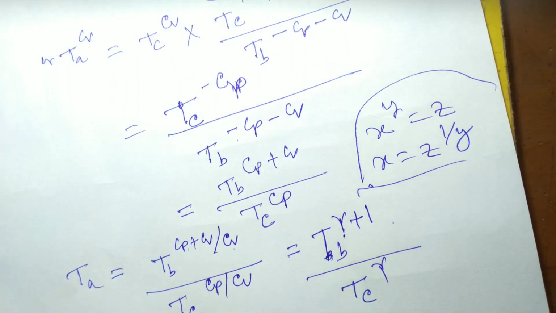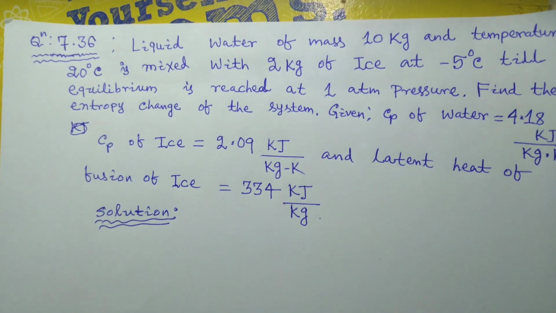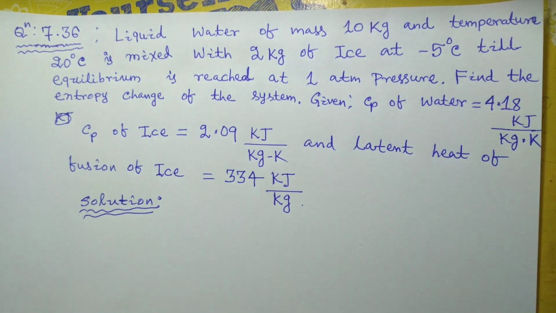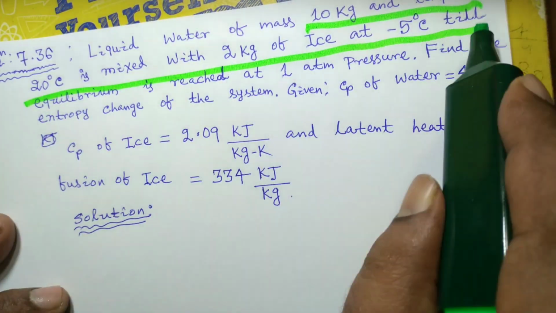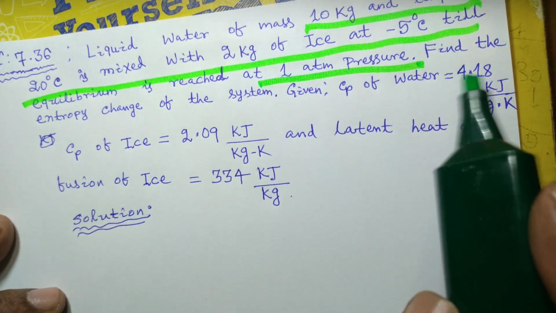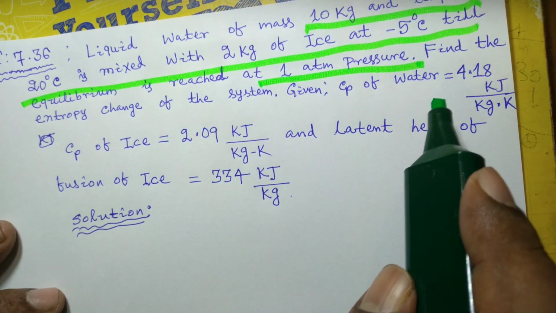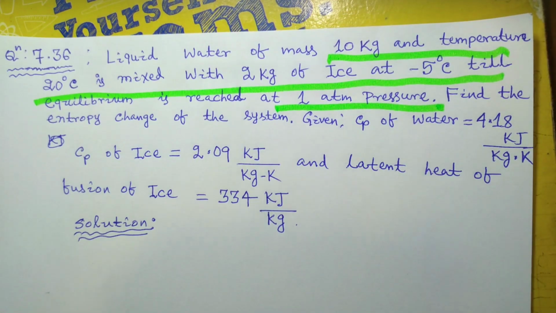So the next question is question number 7.36. The question is like this: liquid water of mass 10 kg at a temperature of 20 degrees Celsius is mixed with 2 kg of ice at minus 5 degrees Celsius till equilibrium is reached at 1 atmospheric pressure. Find the entropy change of the system. Cp of water and Cp of ice are given, and the latent heat of fusion of ice is also given.